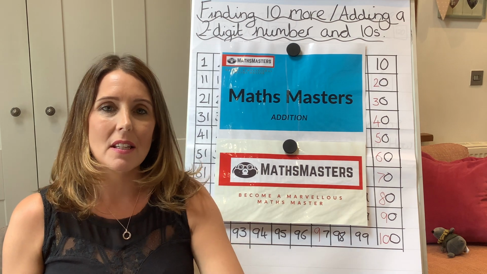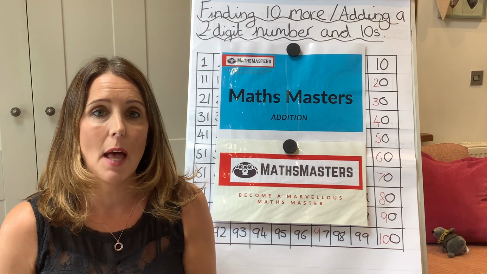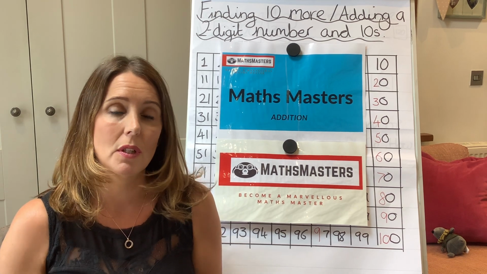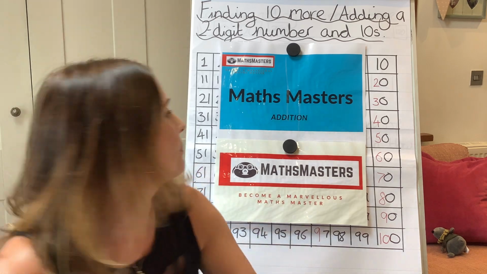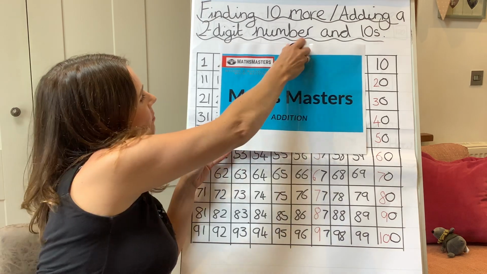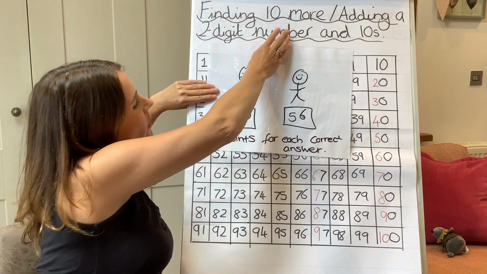Maths Masters. So this is the addition session 9, and in this session we're going to be looking at adding 10 more, finding 10 more, or you could call it adding 10 to a 2-digit number. So if you imagine that here we've got a problem that we can look at.